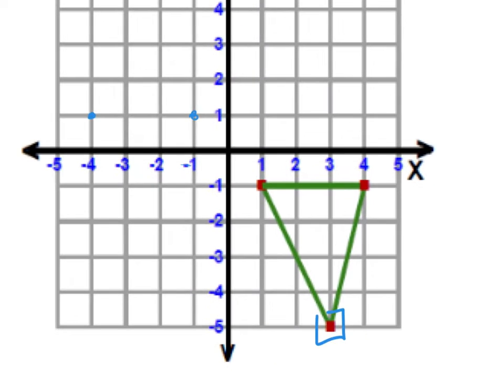Now we're going to go to our last point, and we're going to go 5 units left one more time and 2 units up. So 1, 2, 3, 4, 5, and 2 up. So right here. I'm now going to take out my straight edge, and what I'm going to do is I'm going to connect those points.